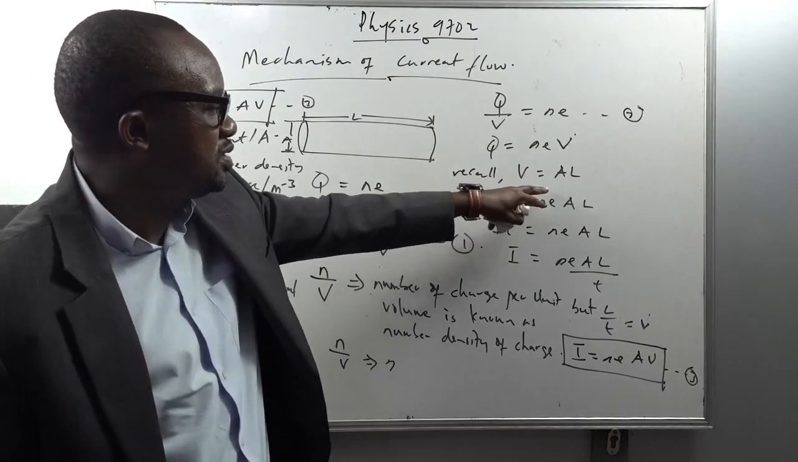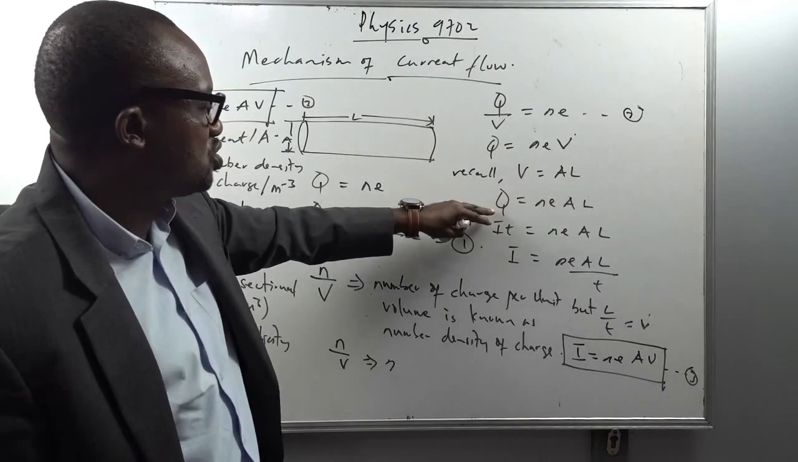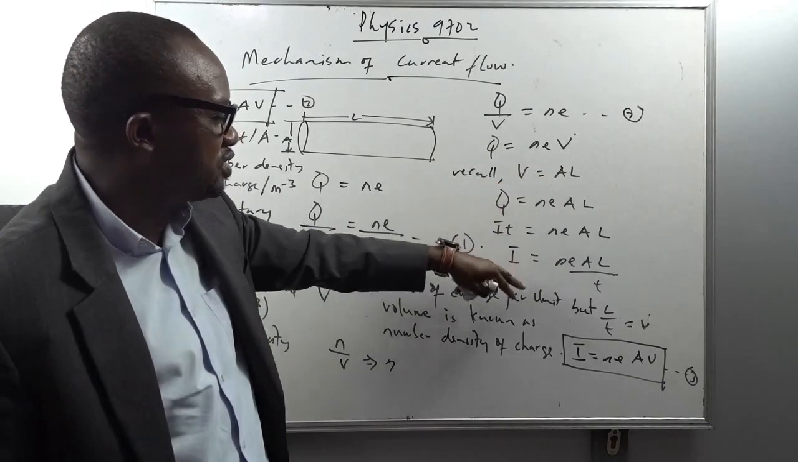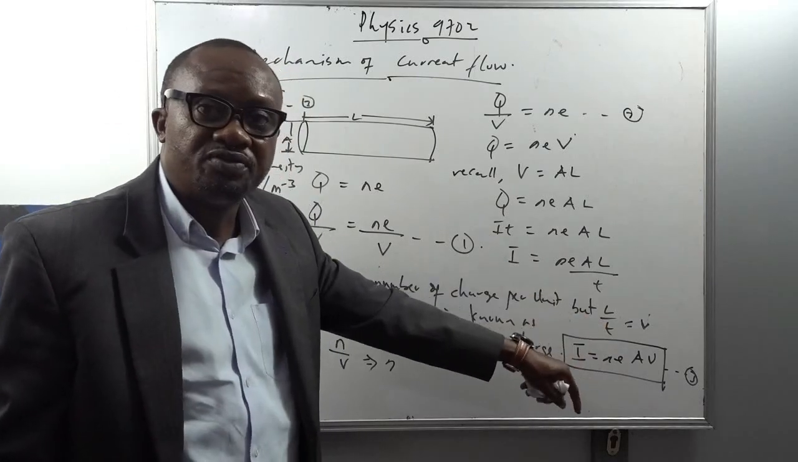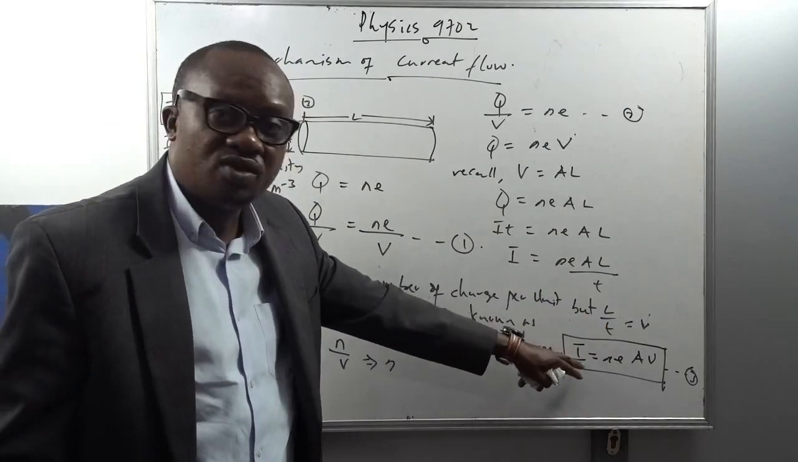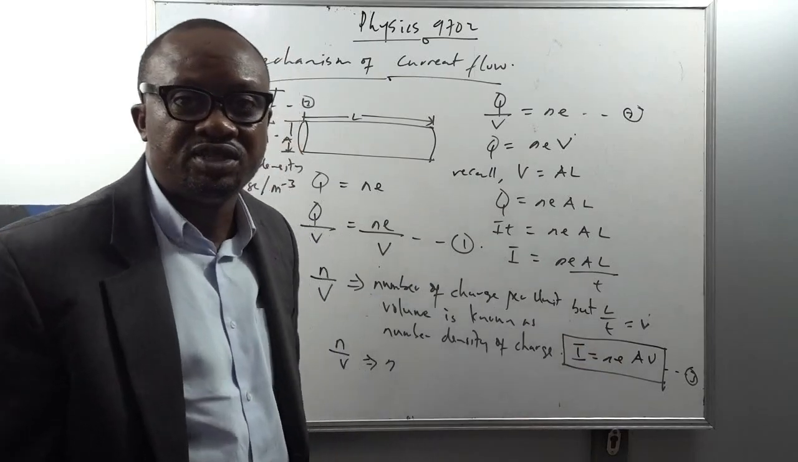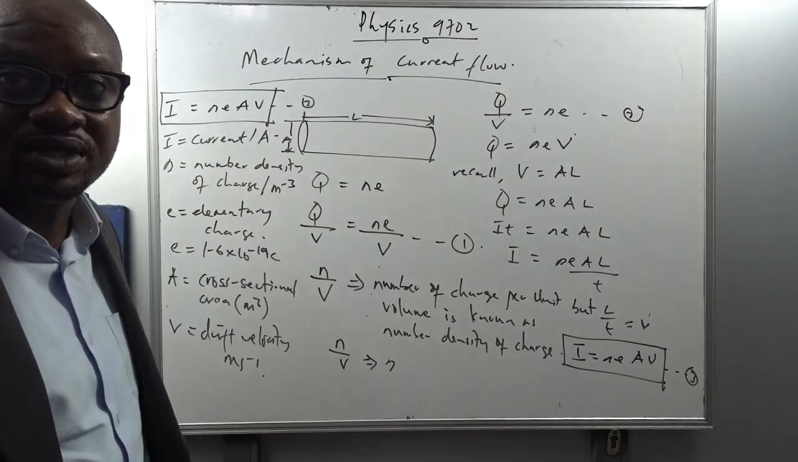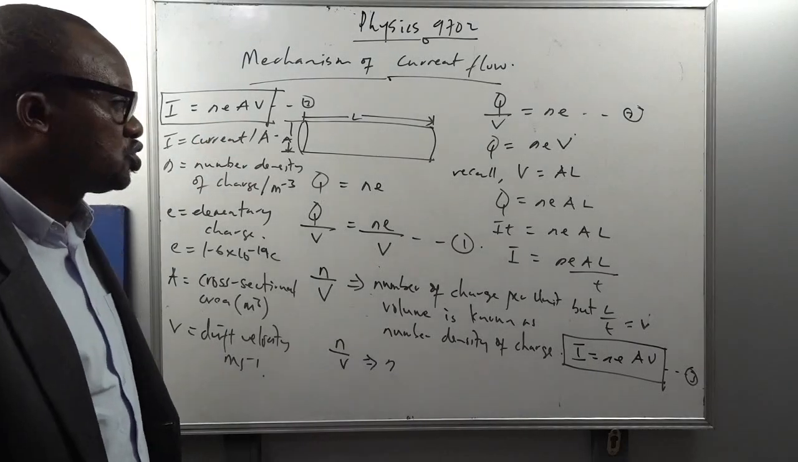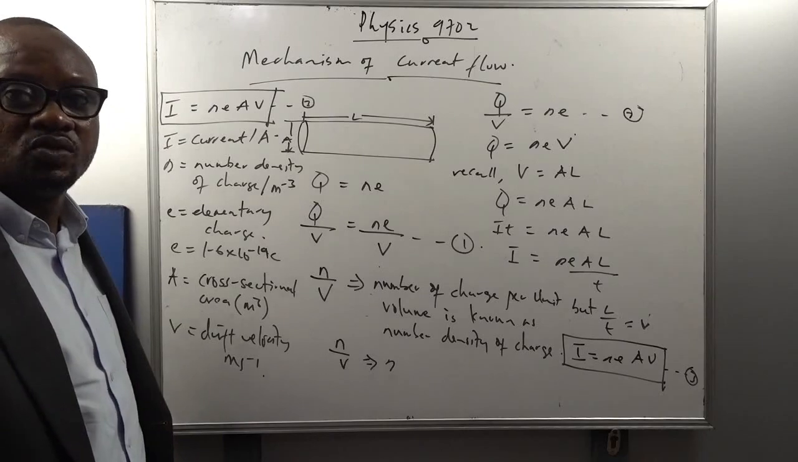So V is simply cross-sectional area multiplied by length. So Q becomes n e A L. If you divide both sides by T, L over T becomes V. So I becomes n e A V, where V is the drift velocity. And on this side of the board, I've written what all of them represent. So very quickly, we take a question.